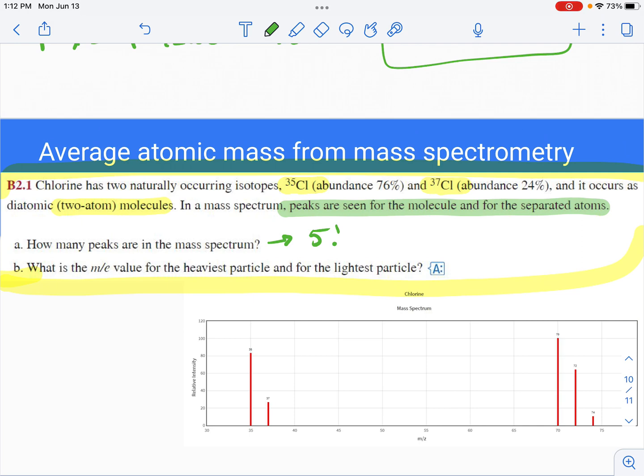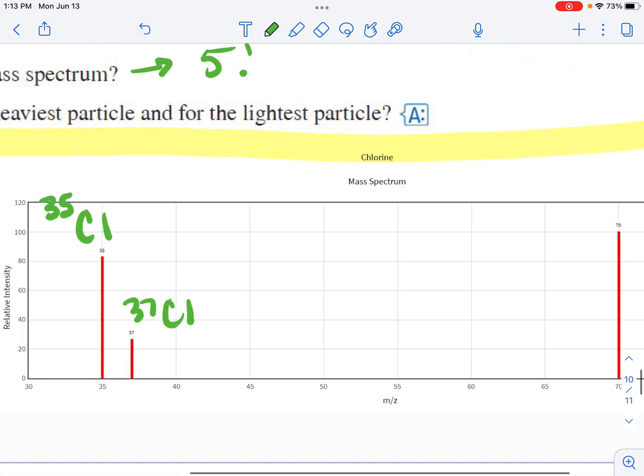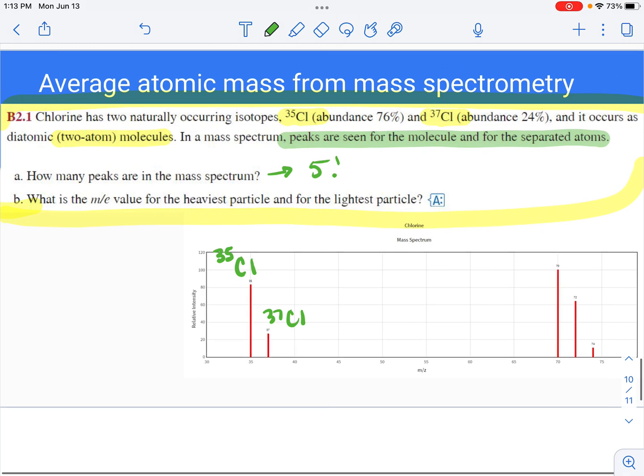And you can see the 5 peaks in this because this isn't a part of the answer that I'm giving you, but I want you to recognize that you have a peak here for the single atom of chlorine 35, and you have a peak here for the single atom of chlorine 37, the two individual atomic isotopes. But then we have these other 3 peaks that are really heavy and must come from the molecule.